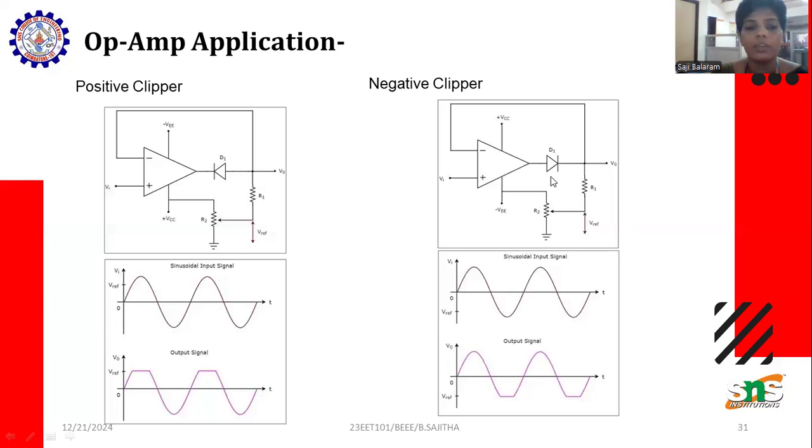Coming to the negative clipper, there is just a small difference between the positive and negative clipper, that is the direction of the diode. Here, the diode is reversed. This means that in a negative clipper, rather than clipping off the positive portion, the negative portion is clipped off from the circuit. So this is the primary difference between the positive and the negative clipper.